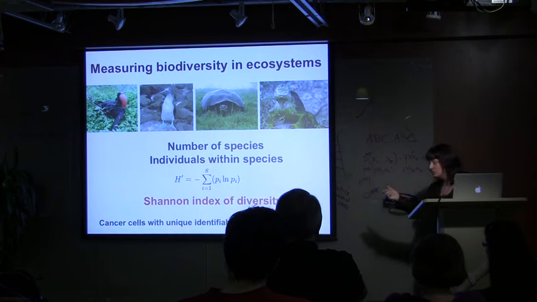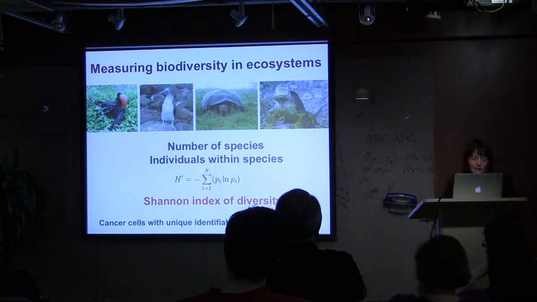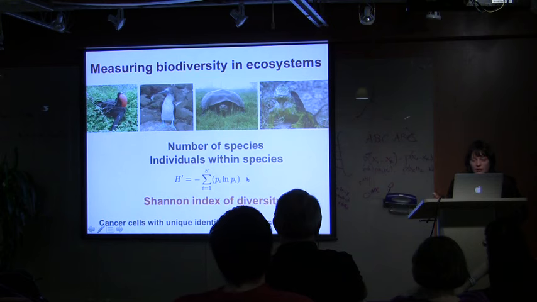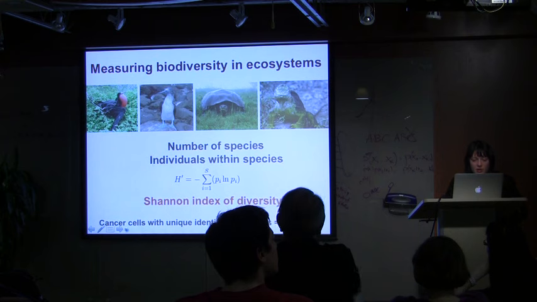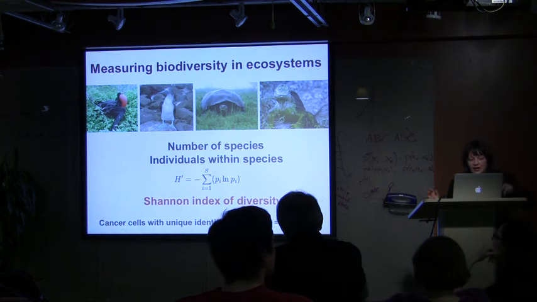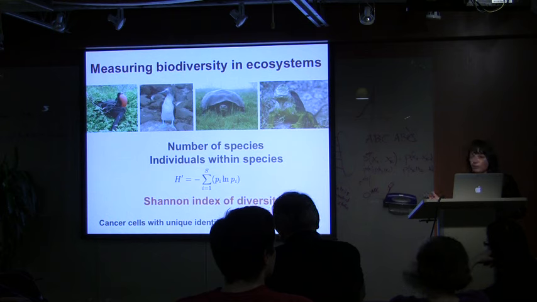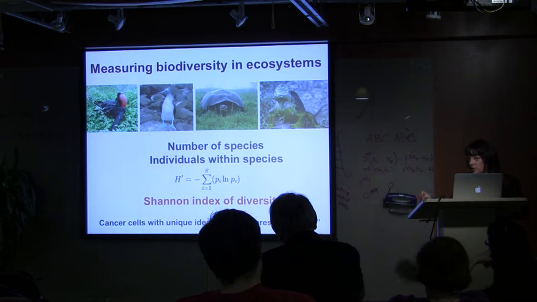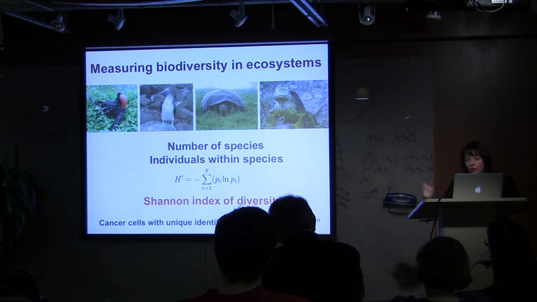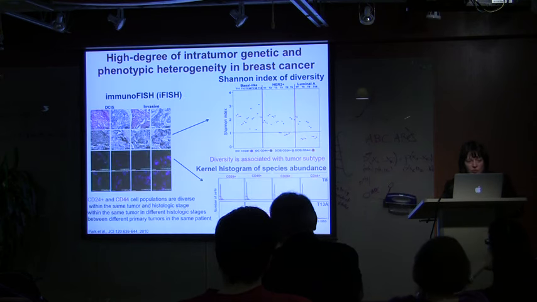this is called the Shannon index of diversity, or there's also a Simpson index of diversity, which is a slightly different formula, but it can be used as a score to measure diversity in ecosystems and also in tumors. What we call a species in a cancer is a cancer cell with some unique features. So for example, a cancer cell with a particular copy number gain for a locus could be called a different species than one with another kind of copy number gain. I'll show you some examples.